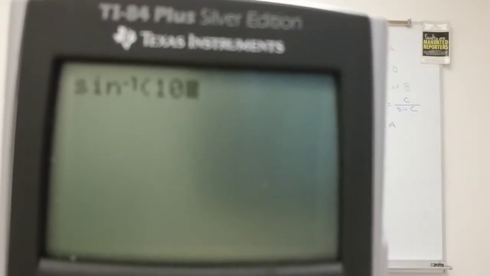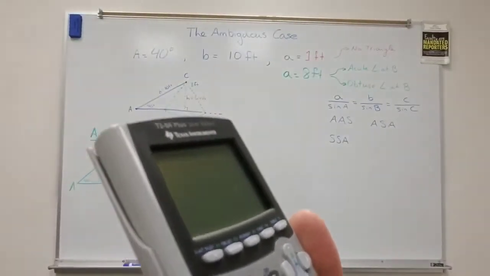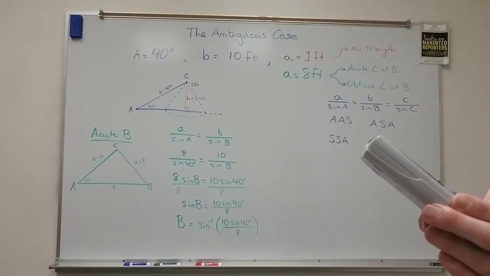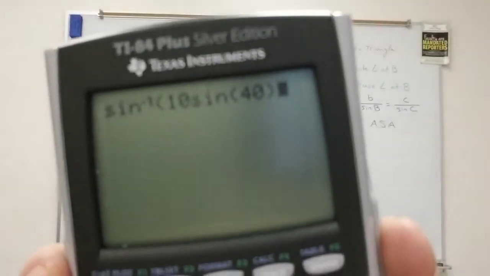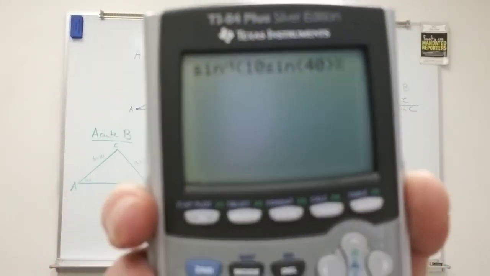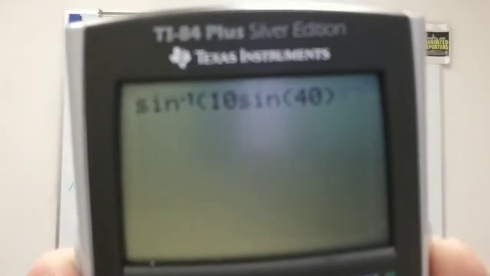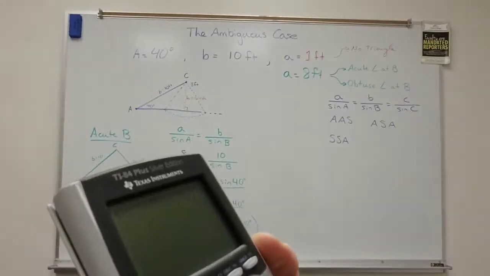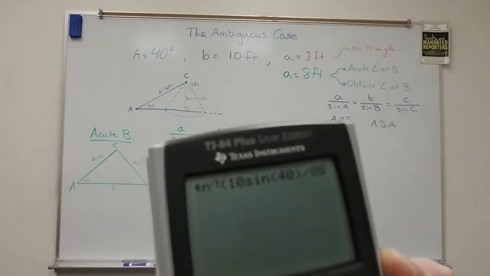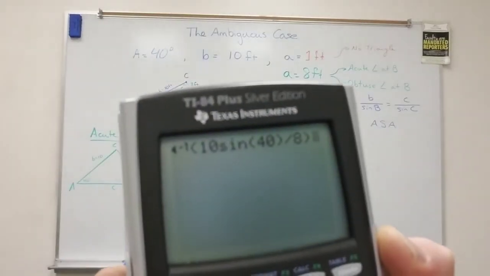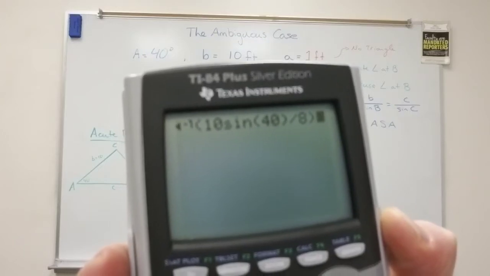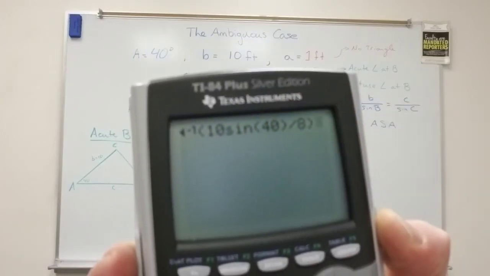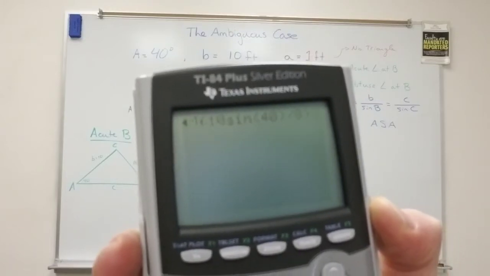Okay. Inverse sine of 10, and then I'm going to punch in sine of 40, parenthesis. So I've got that so far. Divided by 8. Got all that. Hit another parenthesis. So all that stuff, that big fraction, is inside of a set of parentheses for the inverse sine.